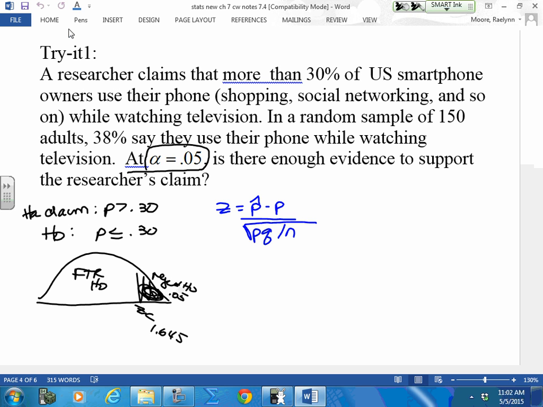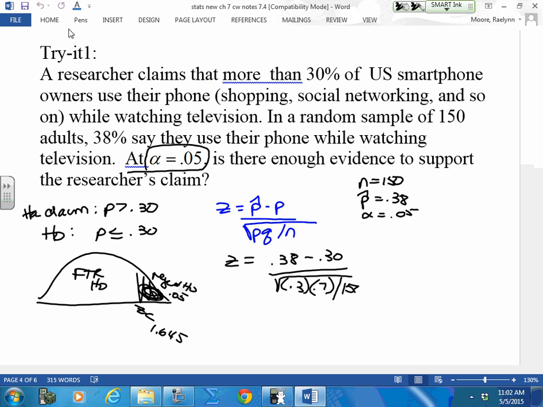That's where I'm going to use this to find my test statistic. So my test statistic says, here's my sample information. N is 150, P hat is 0.38, and I'm at a level of significance of 0.05. So I know my P hat minus my P over the square root of P times Q, what's Q? 0.7 divided by my N. So make sure there's parentheses around that. Tell me what you get for your z-score.